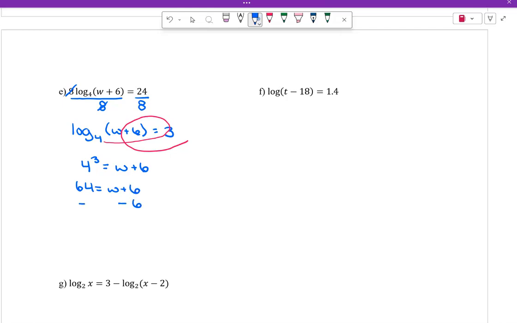And then we subtract 6 from both sides, which gives us 58. And if we were to check that, we would see that it works.